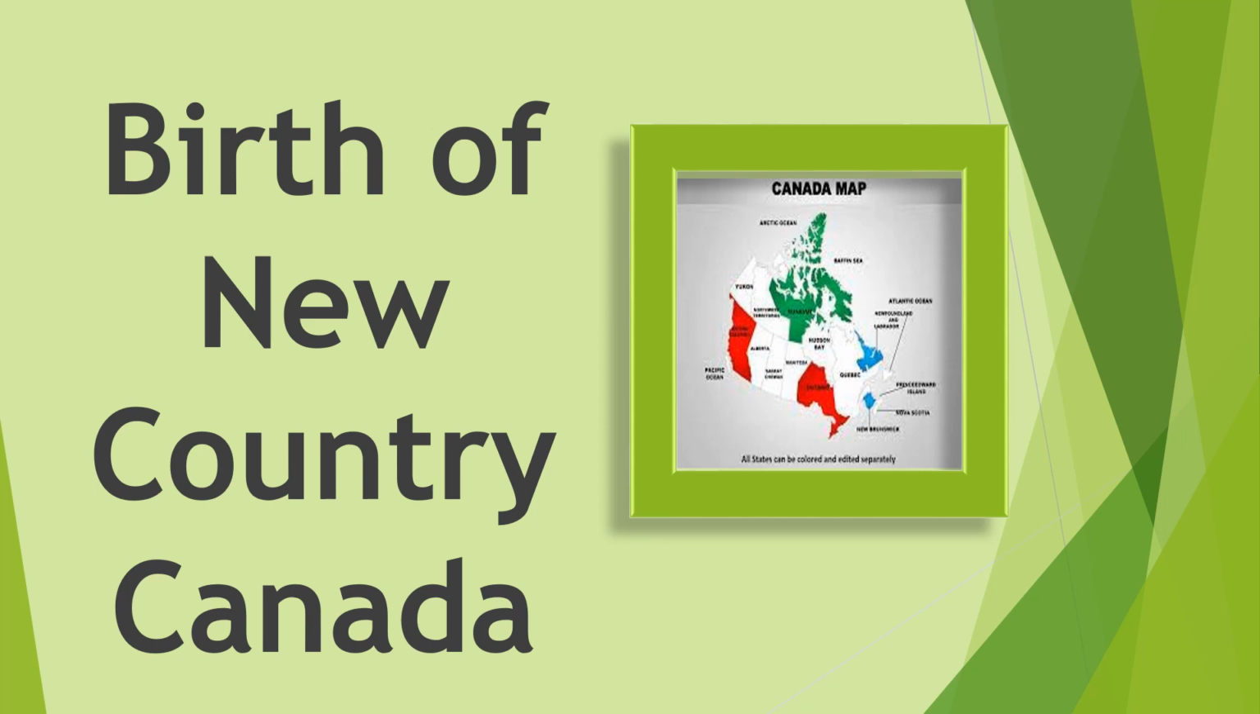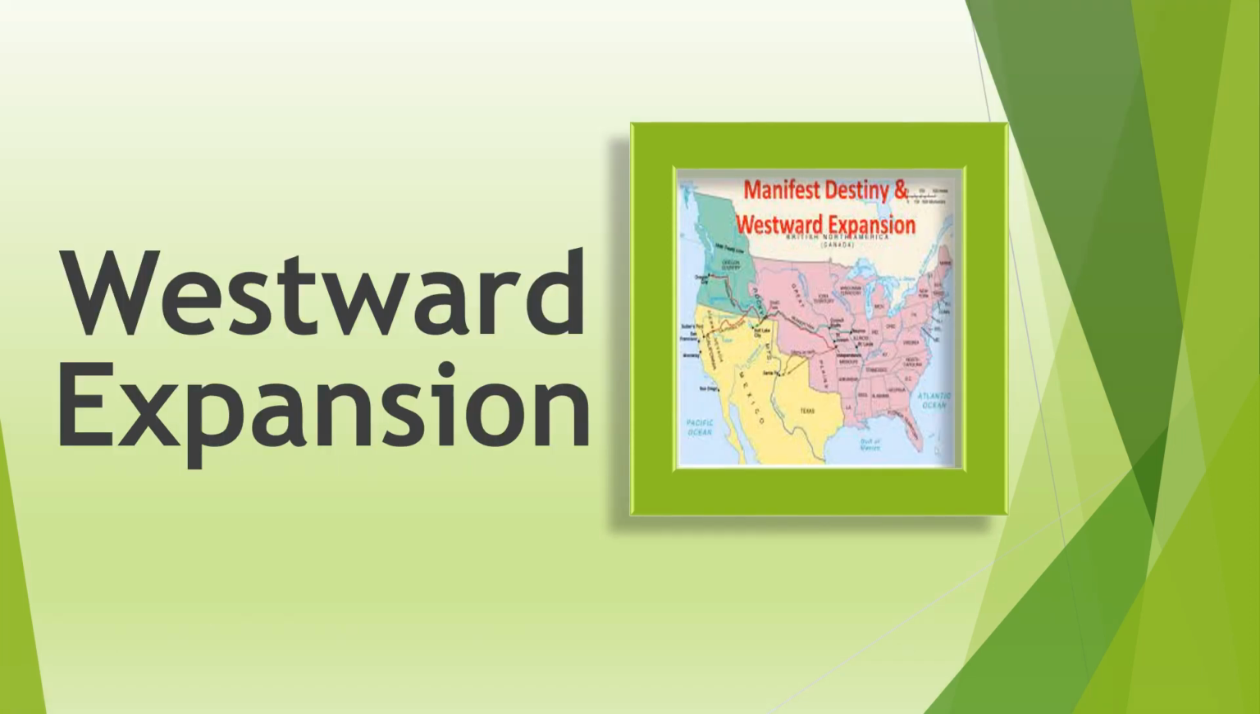In 1867, Canada was granted the Dominion status. It was only in 1931 that Canada became a totally free country. The topic which we are going to discuss now is westward expansion.